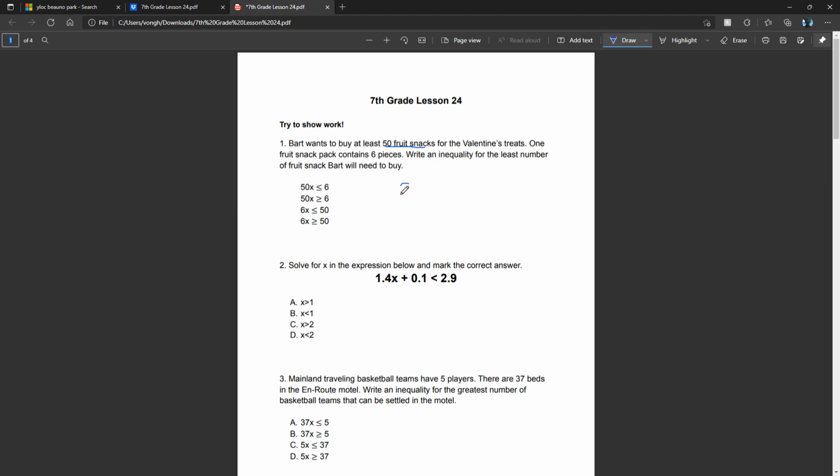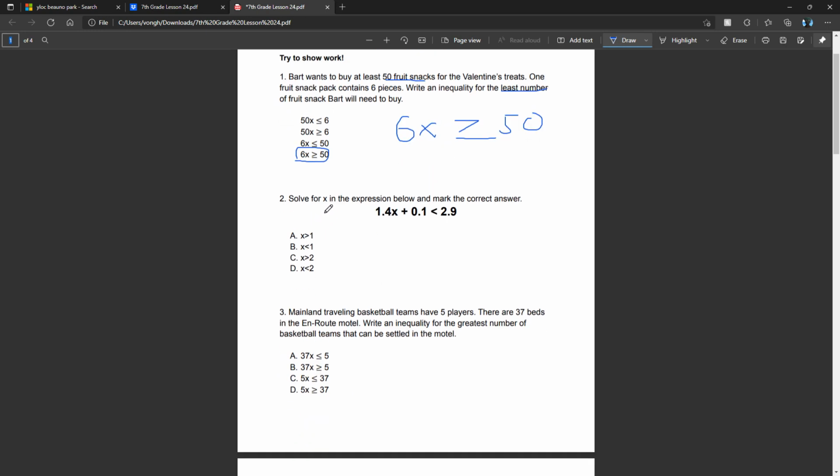So each pack contains 6 pieces. So there will be 6 pieces times x, which would be the amount of packs. And he needs to buy at least 50 of them. But we're trying to find the least amount. So that means this will have to be greater, because it also says "at least." So at least means that this is the minimum, so it can be 50 or it's greater than 50. So if we look at our answer choices, this answer is the best answer.